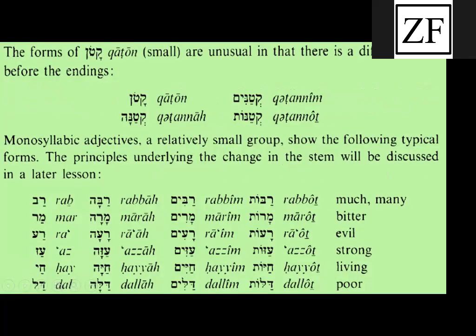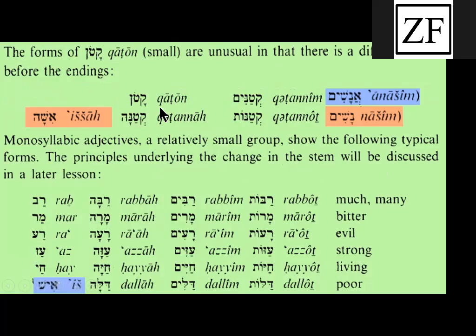Okay, now this next one, we've got 1 minute, okay? Small, okay? So small, katon, masculine, okay? Katana, katanim, katanot. So a small man would be ish katon. Say that, ish katon. Isha katana. Anashim katanim. Well, the small man, okay? And nashim katanot.